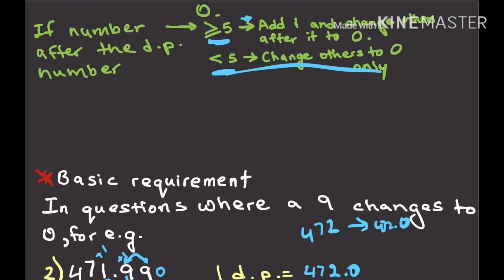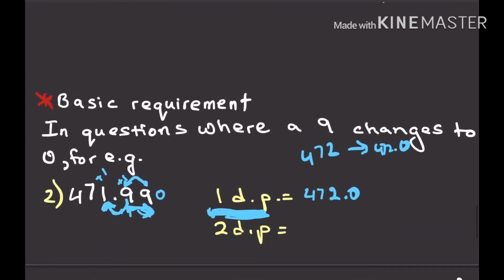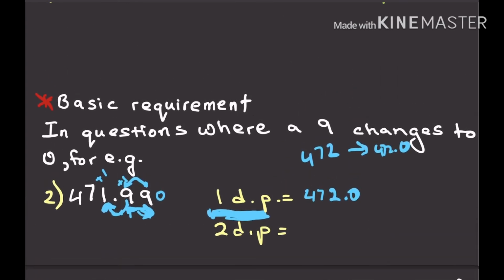So here we look at this category. So change others to 0 only. So everything after the decimal point number, which is a 9, change to 0. Luckily, it's already a 0, so there wouldn't be any change in the number. It just stays 471 because that's how it was, and it's before the decimal point, so it should not be affected since there's nothing greater than 5 after the 9.